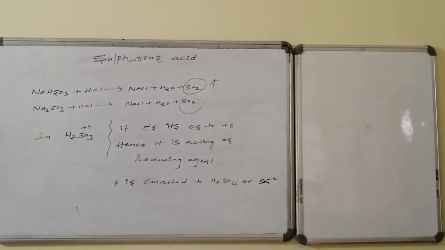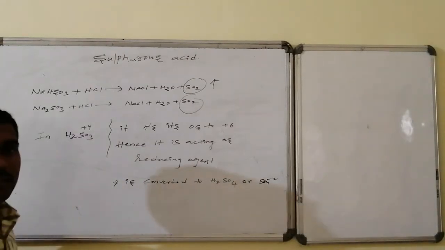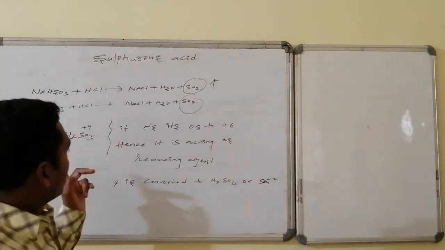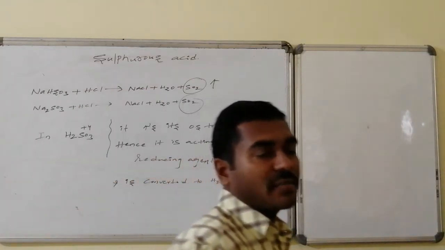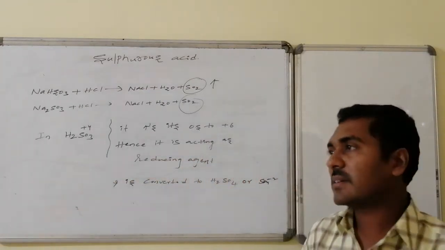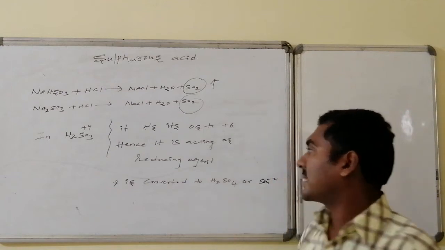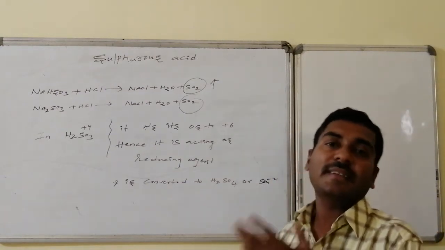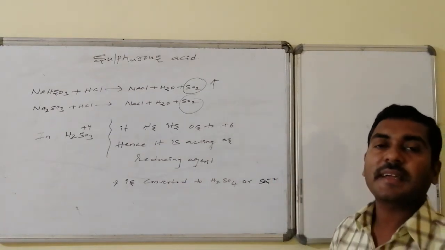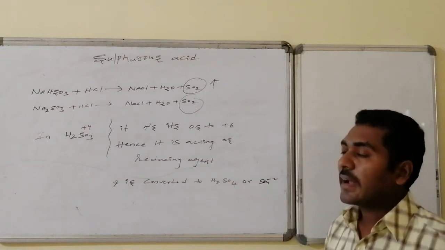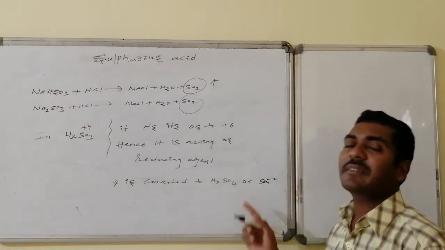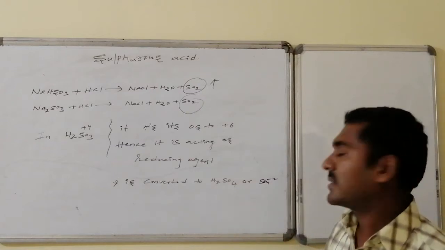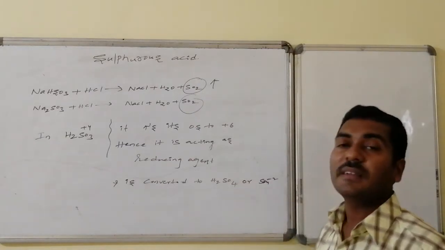In sulfurous acid, sulfur is present in the +4 oxidation state. The next possible higher oxidation state is +6. Hence, in chemical transformations, it increases its oxidation number from +4 to +6. As a result, it reduces the others, hence it is acting as a reducing agent. In these reactions, it is converted to either sulfuric acid or some salt of sulfate, that is SO4 2 minus.